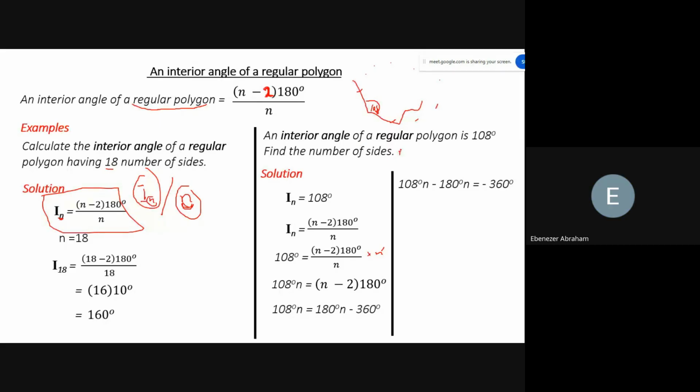The n is the number of sides of the polygon, and the I subscript n represents one interior angle. So that's the formula I have here. If one interior angle is 108 degrees, and I don't know the number of sides, then I'll leave the n, and then work out to simplify to get my n, as in this case, 5.